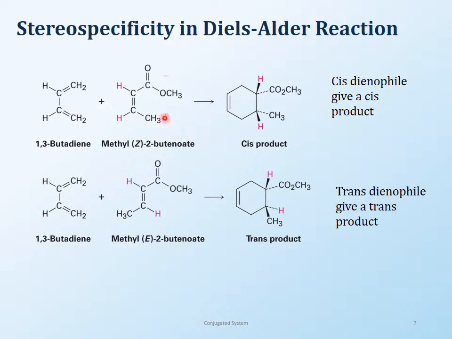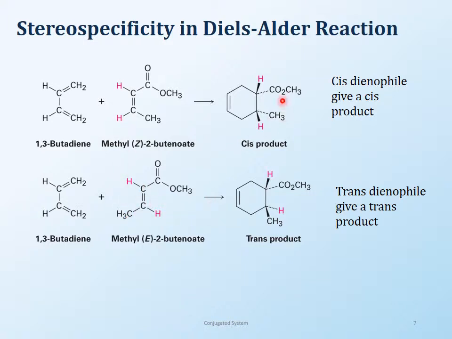But here are two isomers of butenoate. Here is your diene, here is the dienophile. So here is the double bond, here is the double bond. But the only difference between these two compounds is that one of them is E, one is Z, or one of them is cis and one of them is trans. So this is the cis alkene or the dienophile, and here is the trans dienophile.